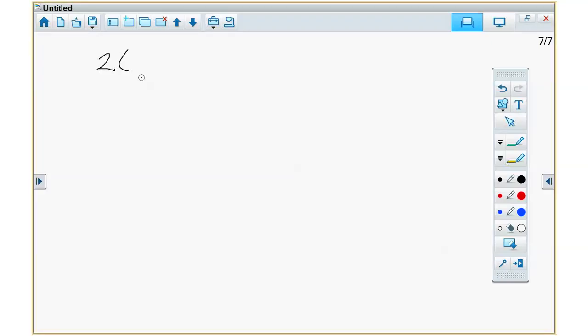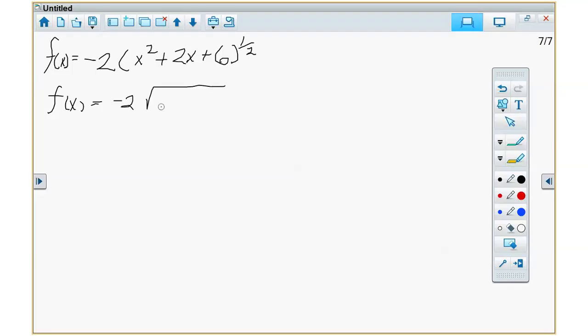Two times, let's go with negative 2, x squared plus 2x plus 6 to the 1/2 power. Now, another way of seeing this is f of x is equal to negative 2 times what? The square root of x squared plus 2x plus 6. And of course, if you saw it like this, the first thing you would do is rewrite it because it's a radical.